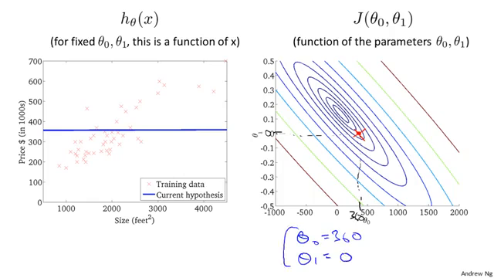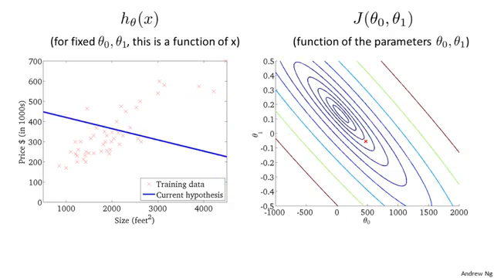And this pair of parameters corresponds to that hypothesis, a flat line, right? This is h of x equals 360 plus 0 times x. So that's my hypothesis. And this hypothesis, again, has some cost, and that cost is plotted as the height of the J function at that point. Let's look at just a couple of examples.